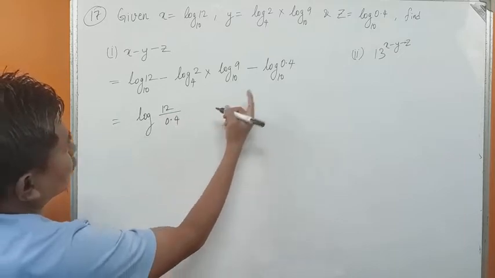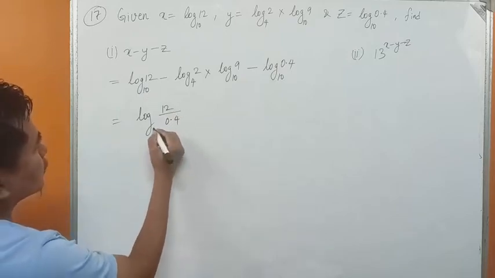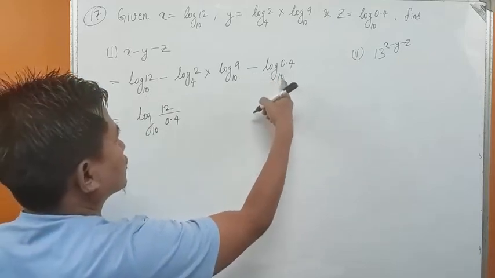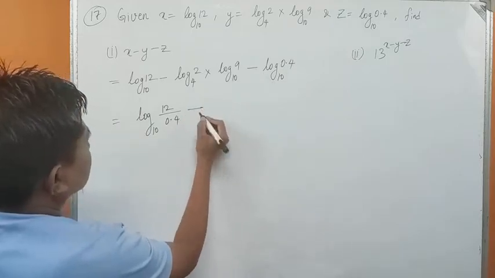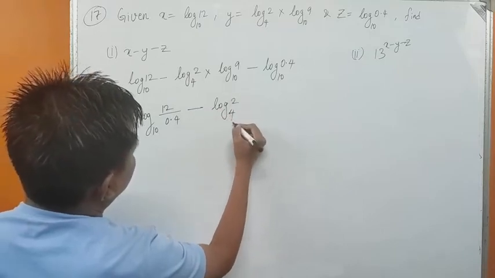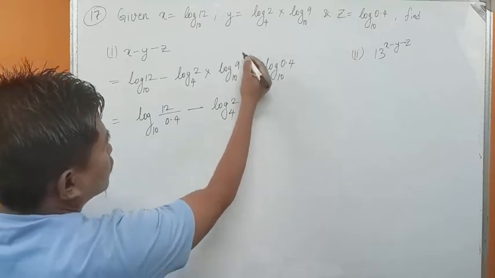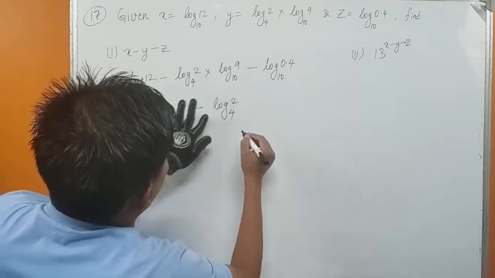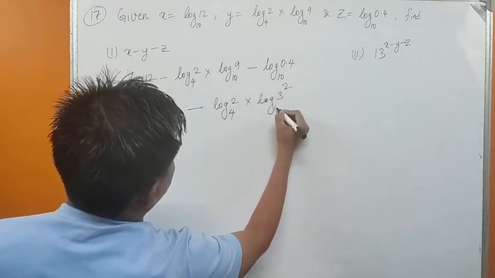What is n? 0.4, isn't it? Log m minus log n is log m upon n to the same base, that is base 10, isn't it? Log 12 to the base 10 minus log 0.4 to the base 10 is log 12 upon 0.4 to the base 10 minus, okay, so this is log 2 to the base 4, we copy as it is, log 2 to the base 4. Okay, now this is 9, isn't it? 9 means 3 squared is 9. So for the time being we write as it is, into log 3 squared to the base 10.